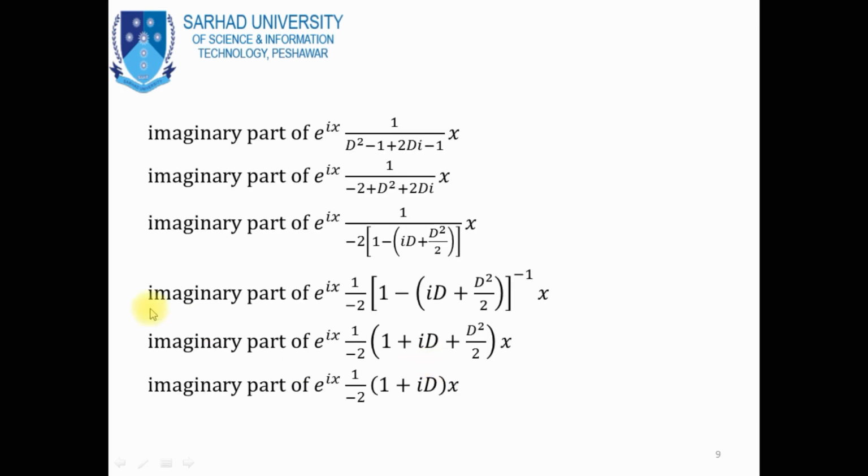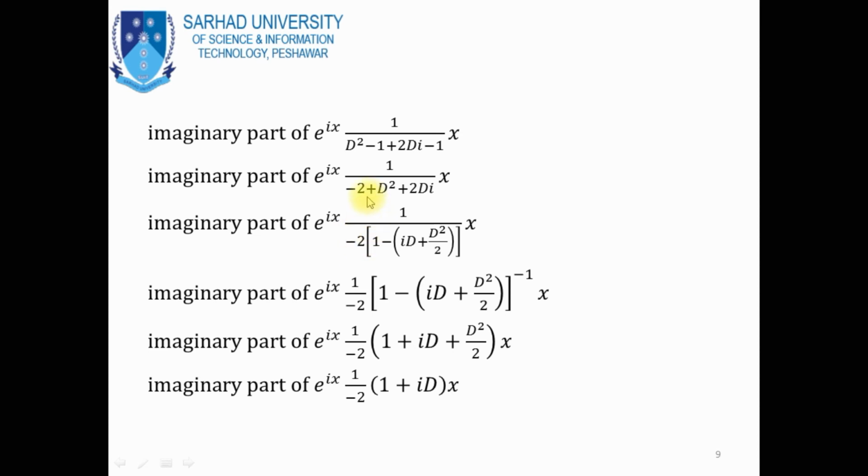The imaginary part of e power iota x, 1 over D square minus 1 plus 2D iota minus 1, minus 1, I mean minus 2. So the imaginary part of e power iota x into 1 over minus 2 plus D square plus 2D iota into x. Now this is the polynomial, so the inverse operator upon the polynomial. So this is actually the case number 3. Take out the lowest degree term. Minus 2 is the lowest degree term, so minus 2 is common.